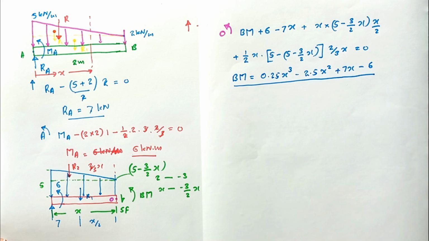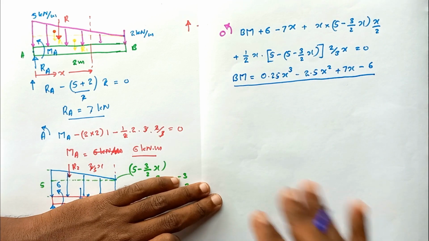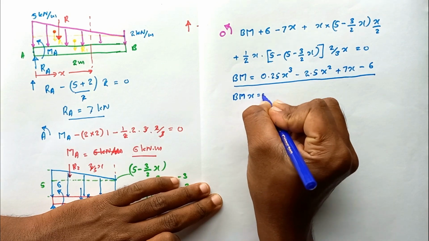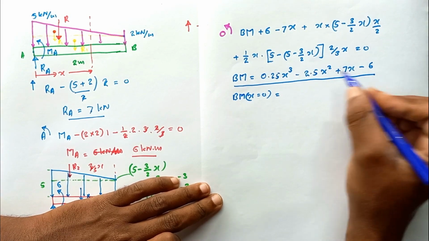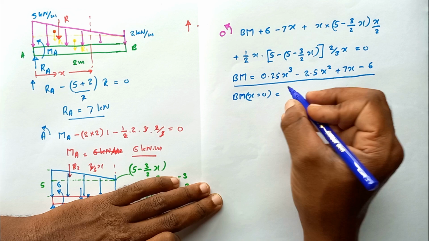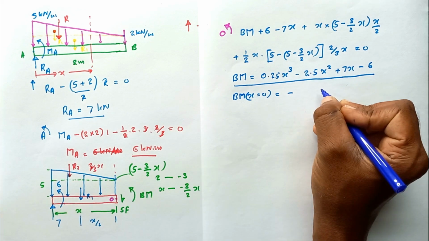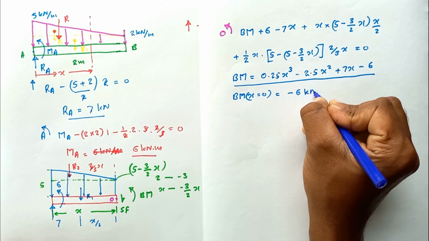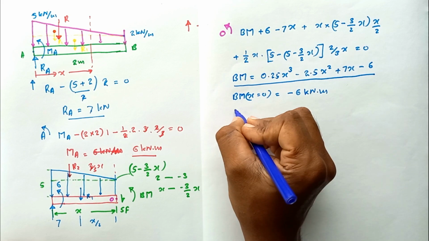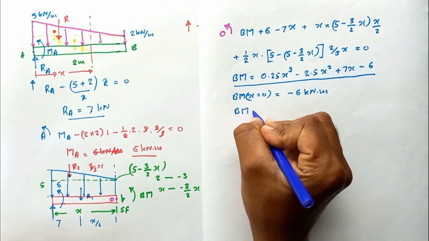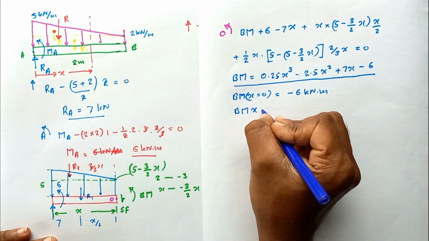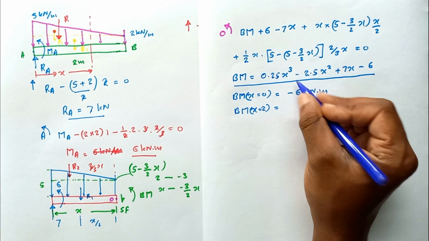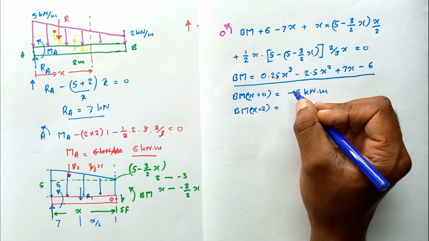So when you're going to draw the bending moment diagram, we need the bending moment at x equal to 0. If you substitute 0 in this equation, we get minus 6 kilonewton meter. Then the bending moment at x equal to 2: if we substitute x equal to 2 in this equation, we get the value 0.